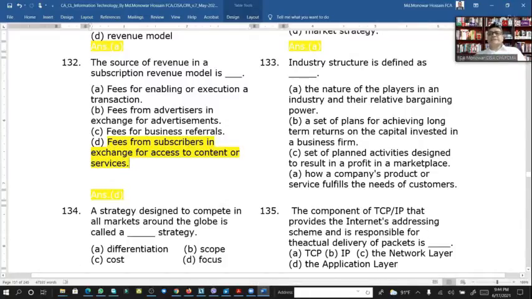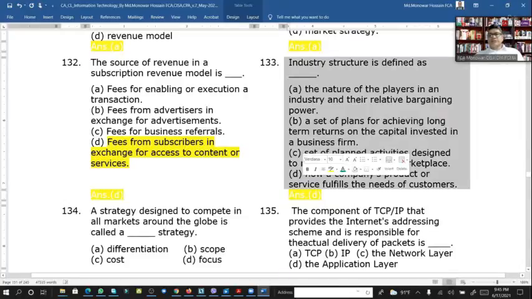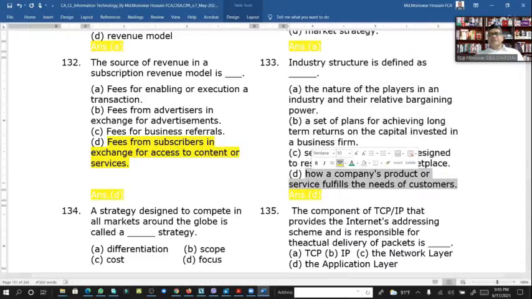Industry structure is defined as, what would be the answer? Due to time shortage, it would be T. The nature of the players of an industry and their bargaining power. No, the answer would be D, because these all are interrelated with the customer. So industry structure is defined as how a company's product or service fulfills the needs of customers.